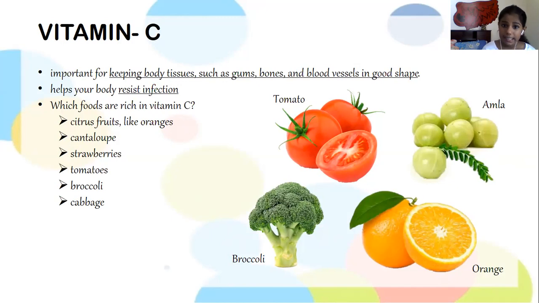Now, vitamin C, like I said, is present in citrus fruits, and in amla. Amla is a very good source of vitamin C, and it's present in tomatoes, broccoli and cabbage. So make sure that you eat a balanced diet which contains a lot of vitamins, proteins, carbohydrates, fats, and everything should be present in the right amount so that you can live a healthy life.